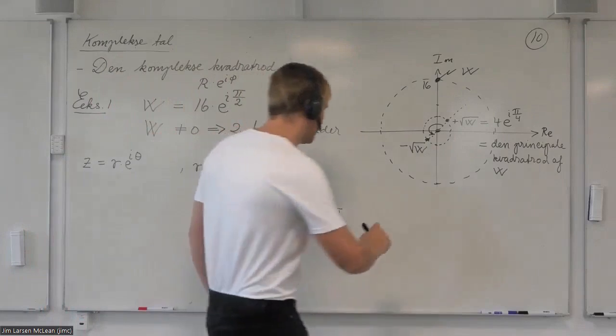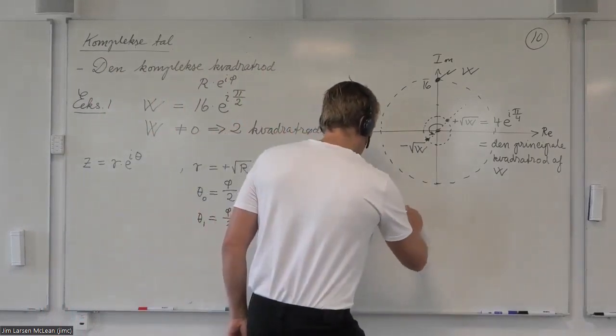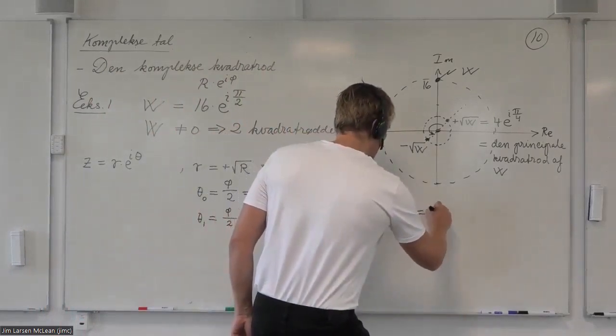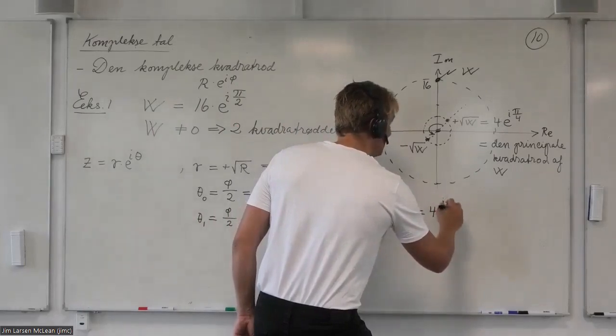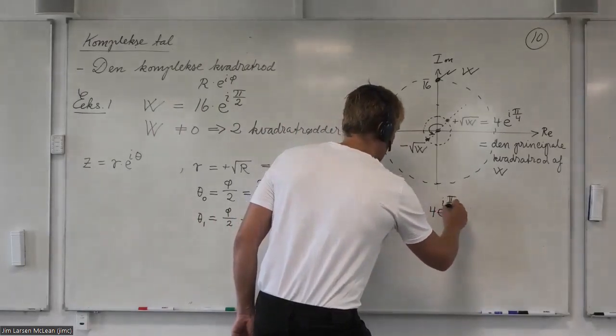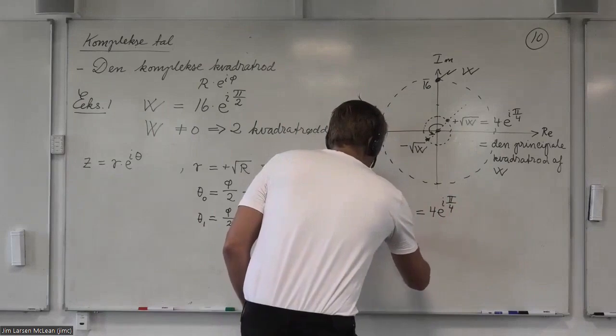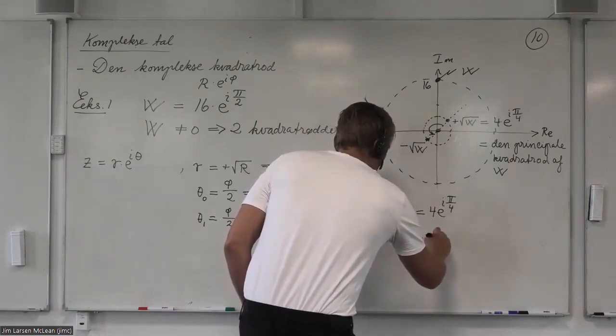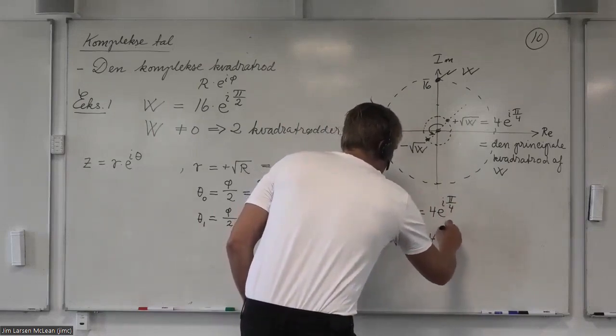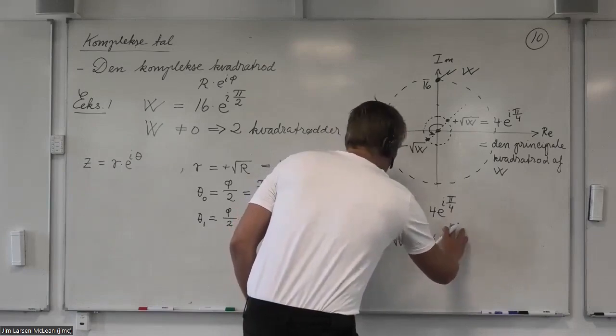So if I need to write this down, then I'll just write it under w. It's 4 times Euler's number raised to the power of i pi over 4. And minus the square root of w is equal to 4 times Euler's number raised to the power of i times 5 pi over 4.